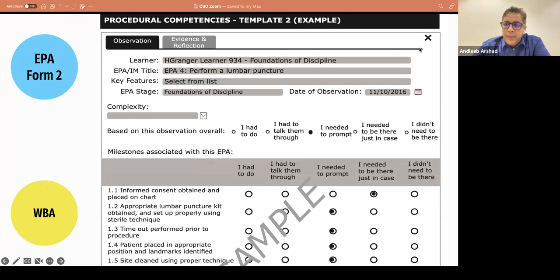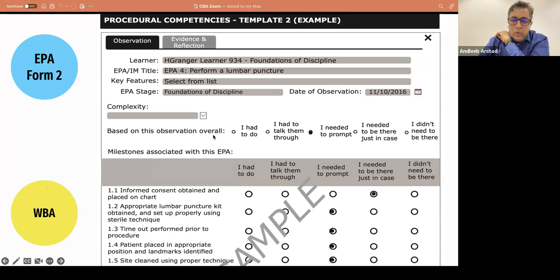Now, as I said, look at this line. I said foundations, right? So the EPA stage mentions here that it is foundations of discipline. The only thing which is not mentioned in this template is which program it is. But let's say it is the neurosurgery program. Now, after complexity, look at this. This is the scale that I was talking about.